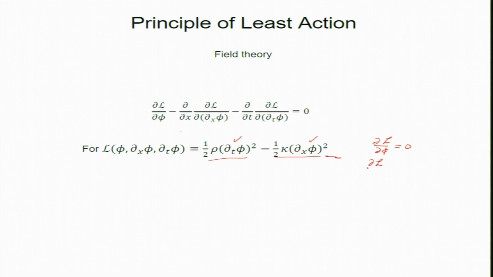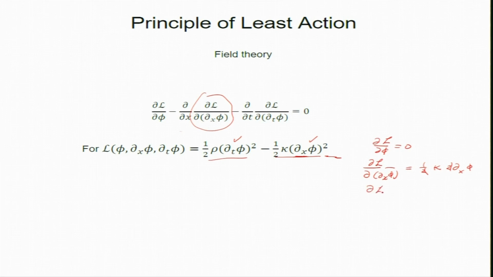What is partial L partial of dx phi? Looking at the Lagrangian here, d phi dx is the function. When I take the derivative, I get half kappa times the derivative of this, which is 2 dx phi. The 2 and half cancel, so I get kappa d phi dx.